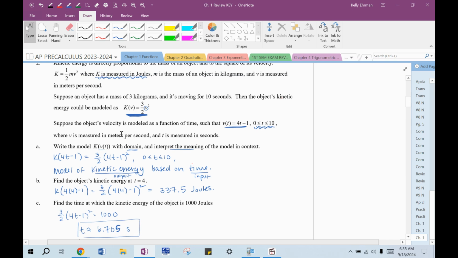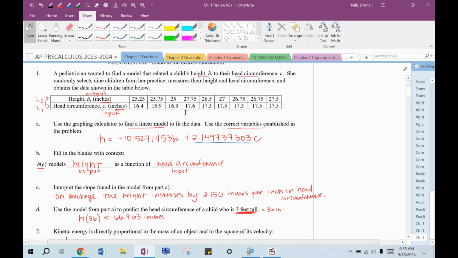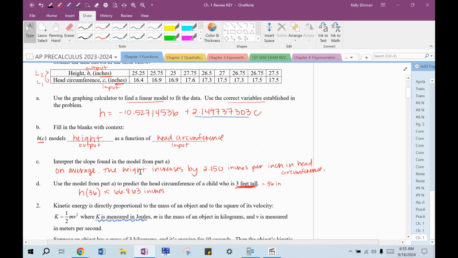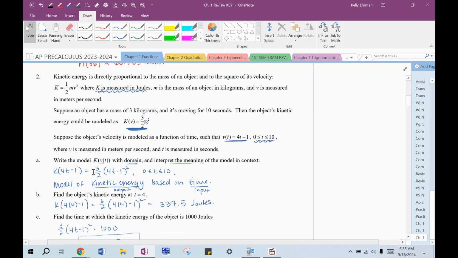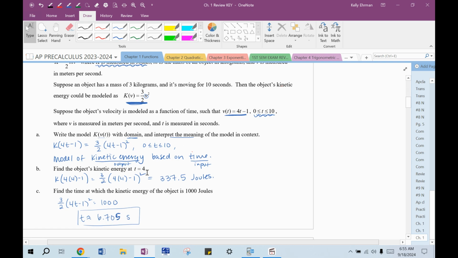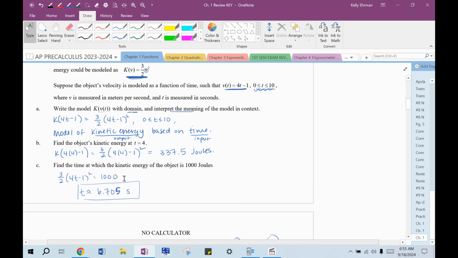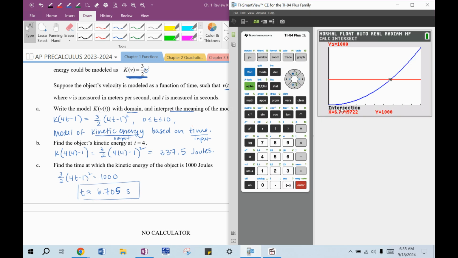This is everything you need to know. You need to be able to do a linear regression. You need to be able to interpret slope, plug a number into your linear regression and get an answer. You need to be able to write a composition, interpret that composition, plug a number into the equation, and then set the equation equal to a number and solve it by graphing.